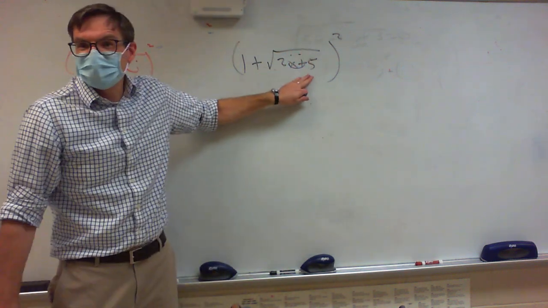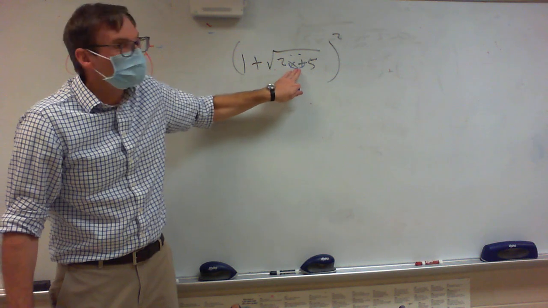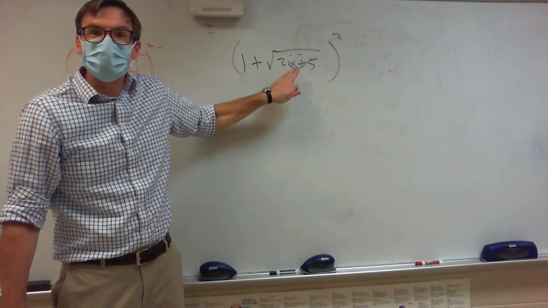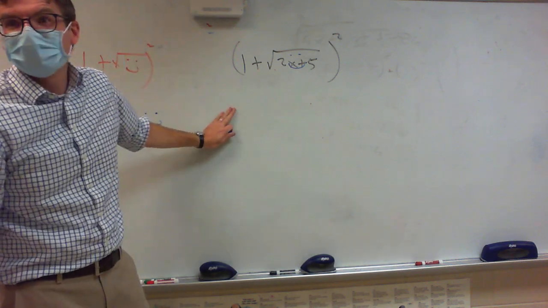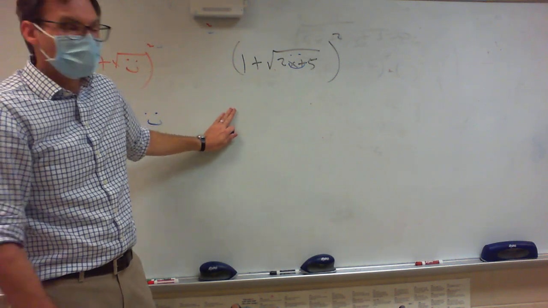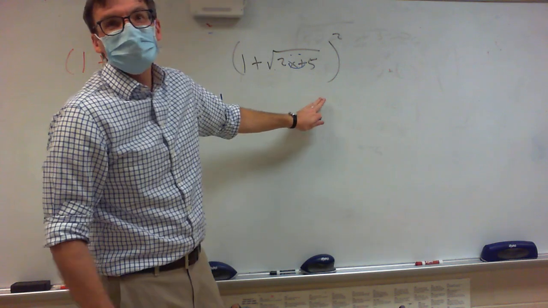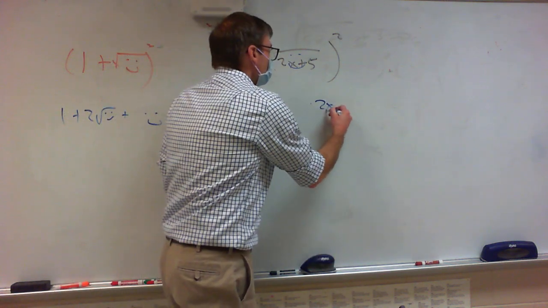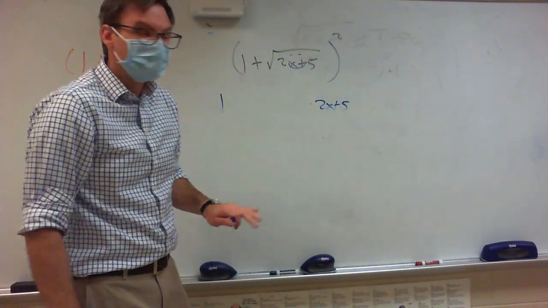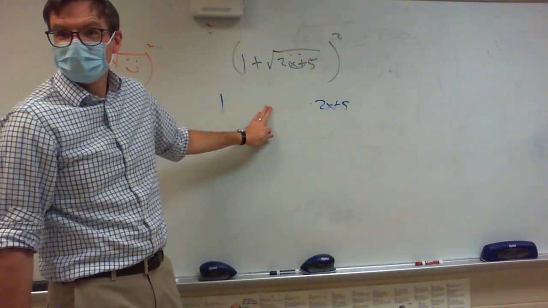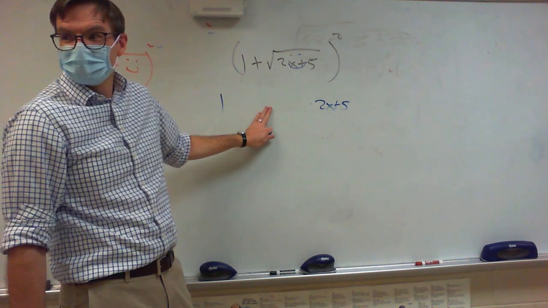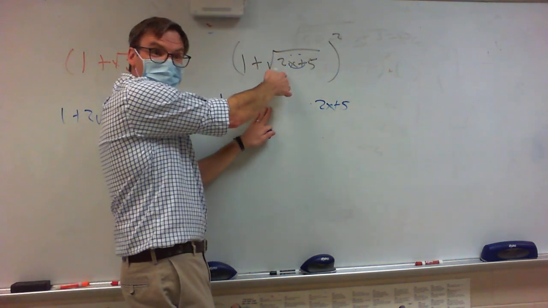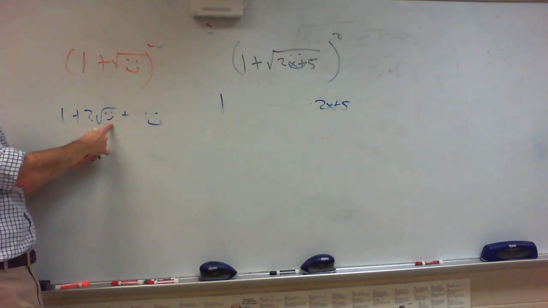See that 2x plus 5? I want you to think of that as your happy face. So if you think of this as your happy face, what goes here? A 1. What goes here? 2x plus 5. Everybody okay with that? What goes here? Two of those, right?